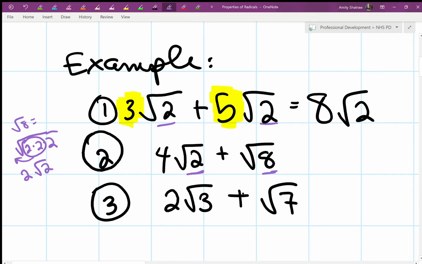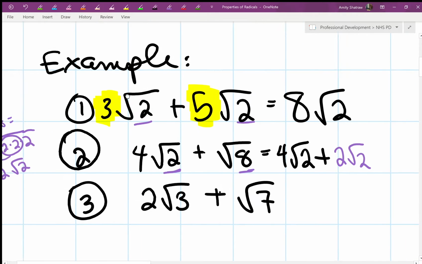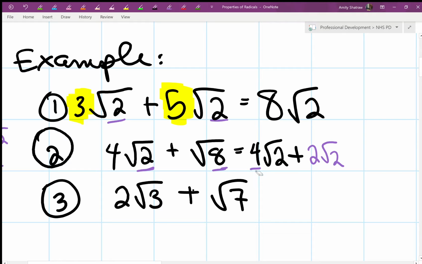So I'm going to rewrite this now, and I'm going to say that this is really 4 times the square root of 2 plus, look at purple. Purple, I just changed this to be 2 times the square root of 2. I had 4 square roots of 2. I had 2 more square roots of 2. When I add those together, my answer will be that I have 6 square roots of 2.